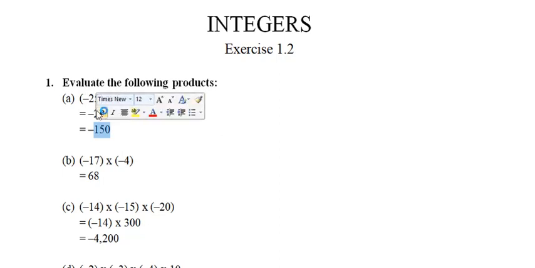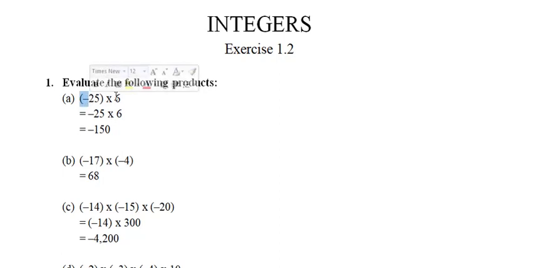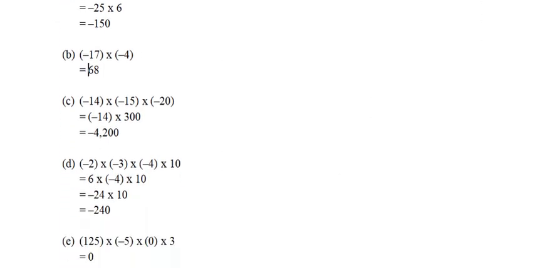150. Here you can see that this 25 is negative, whereas this 6 is positive. So plus into minus or minus into plus will be minus only. Hence your answer will be minus 150. Similarly here, 17 into 4 will be how much? 68. But when there are two negative integers, the product will be positive. So minus into minus will be positive, 68.